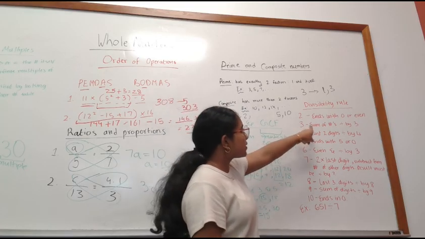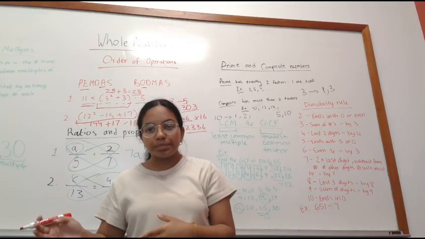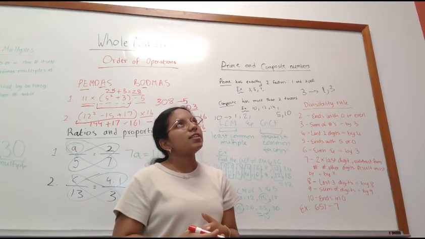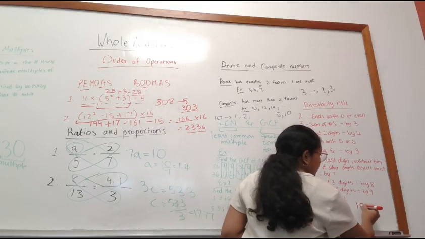And for 3, the sum of the digits needs to be divisible by 3. So basically, let's see, what can I take? Okay, 15, okay?